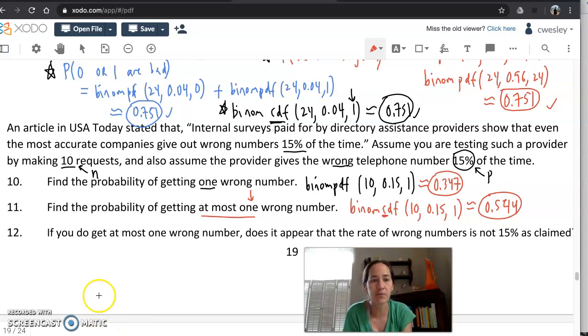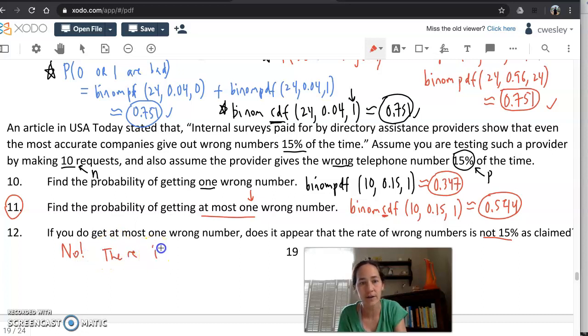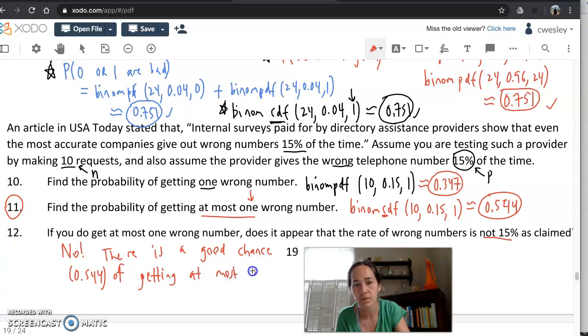A little bit of interpretation at the bottom. If you do get at most 1 wrong number, does it appear that the rate of wrong numbers is not 15% as claimed? Well, actually, this case in number 11 seemed like it happened a bunch of the time. I'm going to say no to this one, and I'm going to say there's a good chance. There is a good chance. That good chance we found in number 11, 0.544, that you get at most 1 wrong number. So I'll say of getting at most 1 wrong number, if the rate is actually 15%.